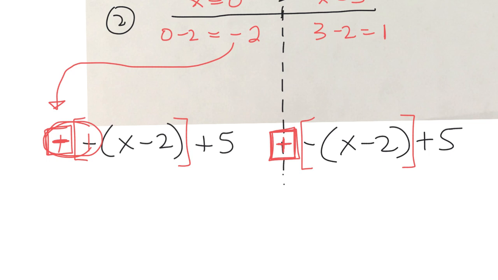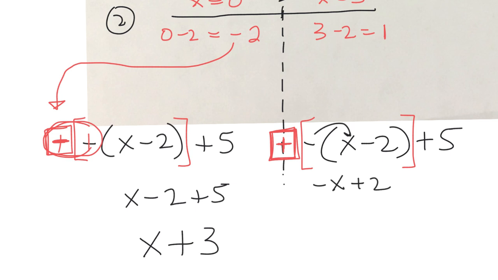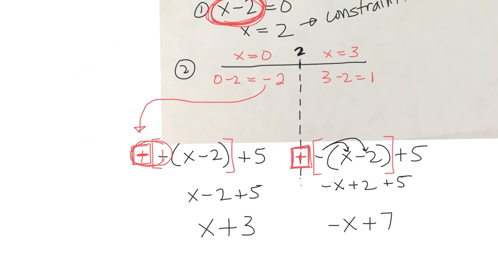So with this knowledge, now we can simplify your equation. So x minus 2 plus 5 gives me an equation of x plus 3. Here we're going to distribute the negative, so we get a negative x and a plus 2. So our other equation is negative x plus 7. Wait, teacher, it says positive.